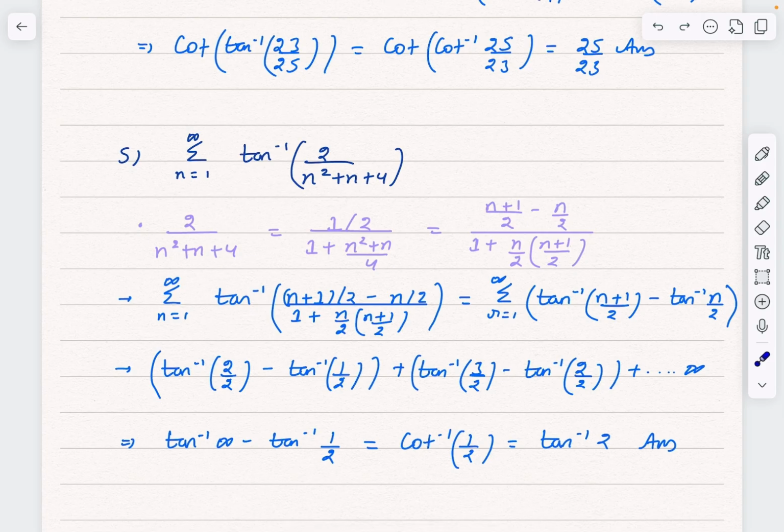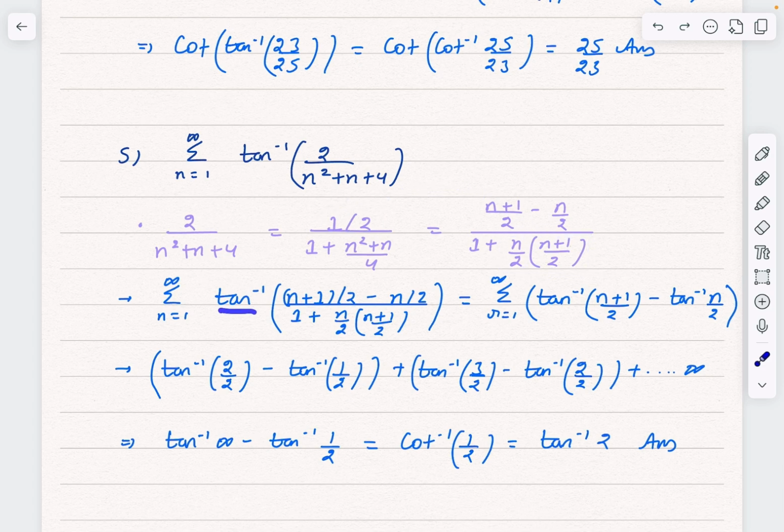The answer here finally is tan inverse of 2. See, this 2 by (n square plus n plus 4). How do we convert into x minus y form? We divide by 4 both sides. Why 4? Because this 4 will then become 1. So you get 1 plus (n square plus n) by 4 and numerator will be 1 by 2. Now this denominator, if you factorize, you get n into (n plus 1). And the 4 also you can write as 2 into 2. So you get n by 2, (n plus 1) by 2. You see difference between them is 1 by 2. So the numerator 1 by 2 we can write as (n plus 1) by 2 minus n by 2.